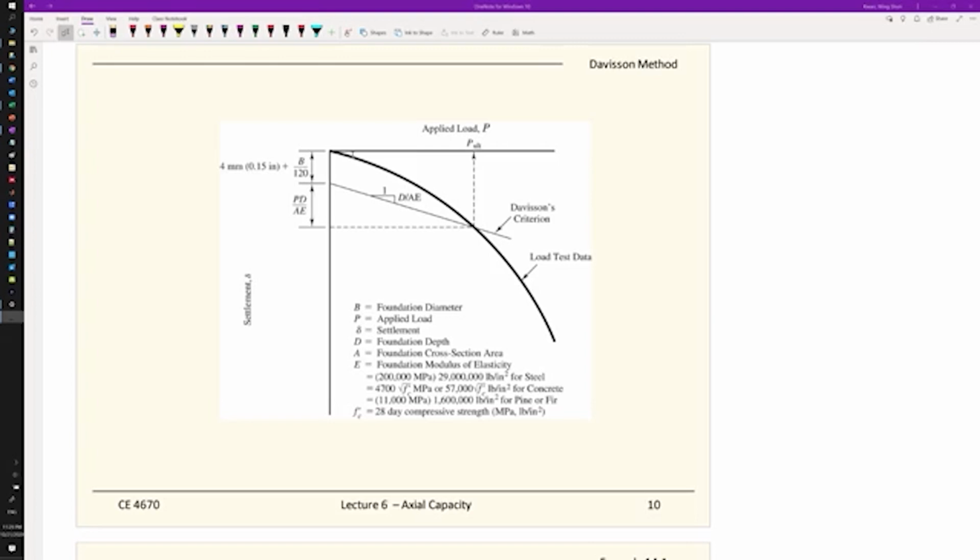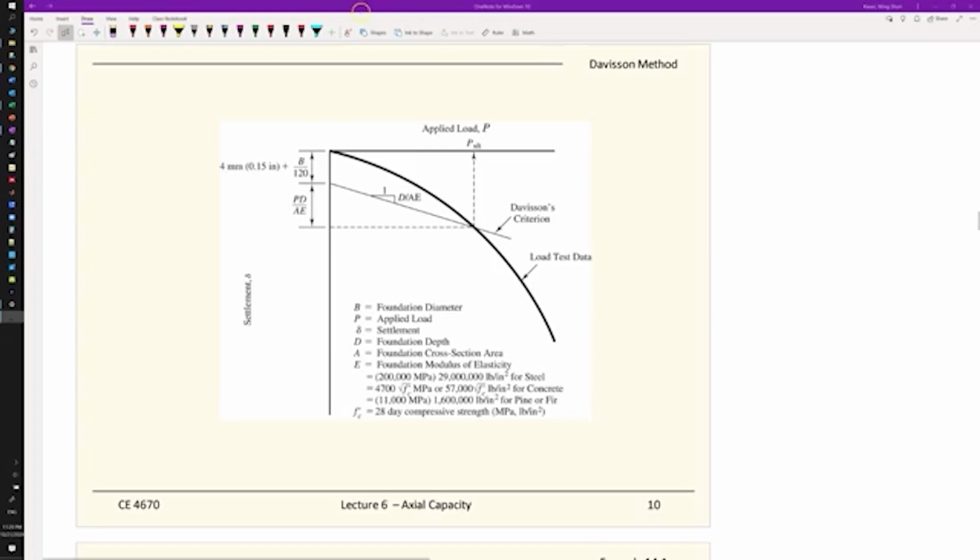But anyway, here we try to introduce to you the Davisson method, how to pick the one single number to use in design as the nominal loading capacity. So now we have a curve.